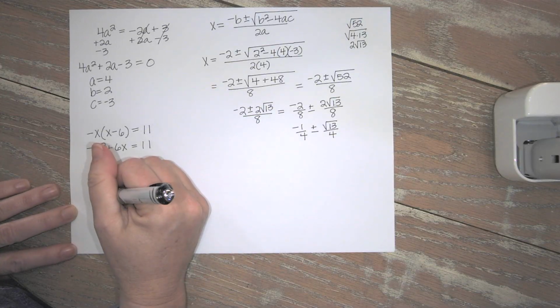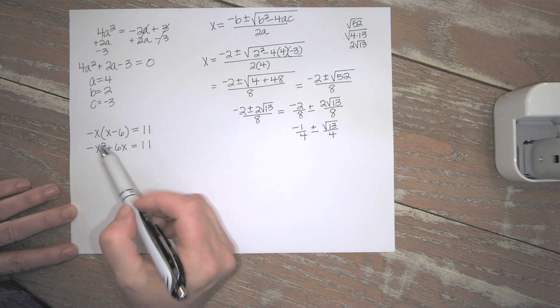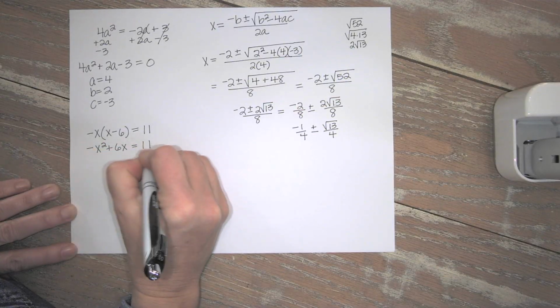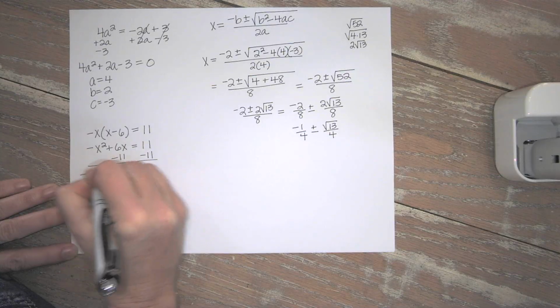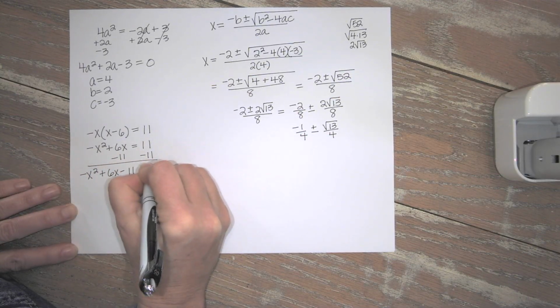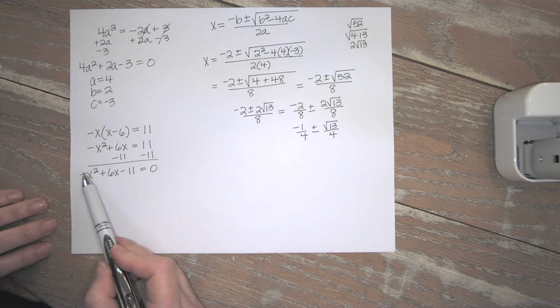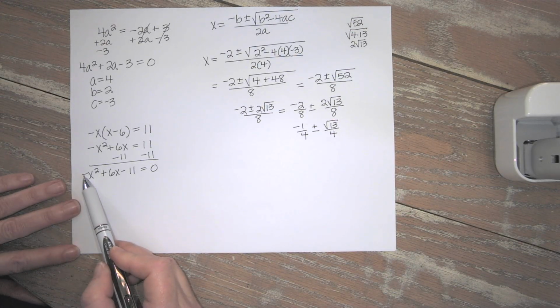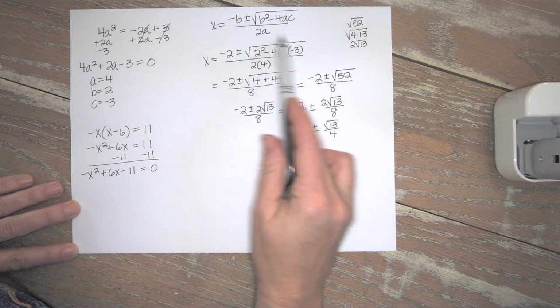And let's just say I forgot what I talked about up here about wanting a to be positive. And I moved the 11 over to the left. And I ended up with negative x squared plus 6x minus 11 equals 0. And then I thought, oh no, I don't want a negative a value. And again, I don't want a negative a value because it's going to make this denominator negative, and I'd just rather not have that.